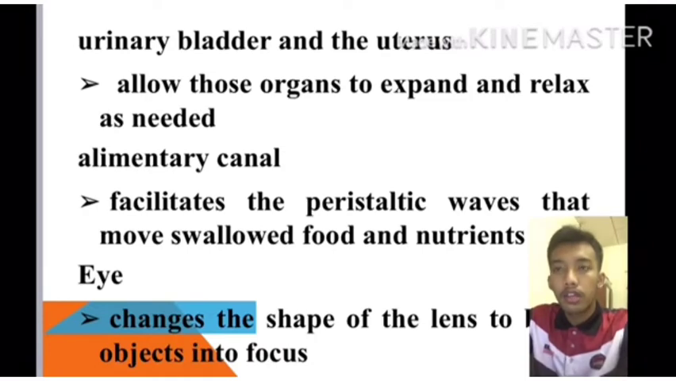Okay, smooth muscle is also found in the urinary bladder and the uterus. The function is to allow those organs to expand and relax as needed. Second, in the alimentary canal it facilitates the peristaltic wave that moves swallowed food and nutrients. In the eyes, it changes the shape of the lens to bring objects into focus. And for the last one, artery walls relax and contract to move blood through the body.